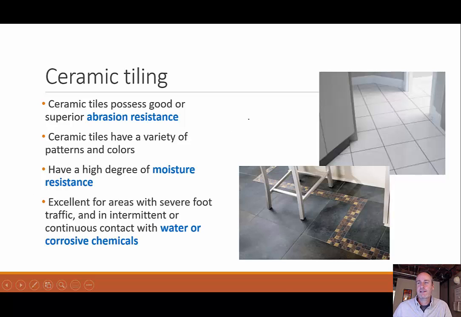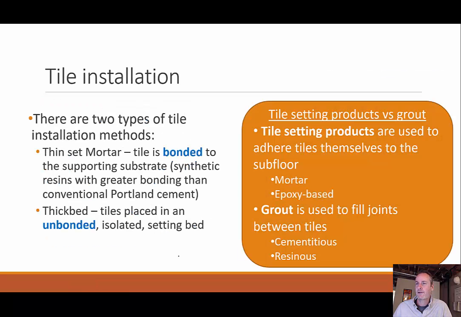When you talk about the ceramic tiling, the reason it is so popular is because it has this great resistance for abrasion. It doesn't get scratched up, right? We can have this variety of colors and patterns, and we have a high degree of moisture resistance. Excellent for areas of foot traffic, intermittent contact with water. So all these great things. It also isn't very expensive. This is why ceramic tile is by far the most abundantly used material as far as your tiles.